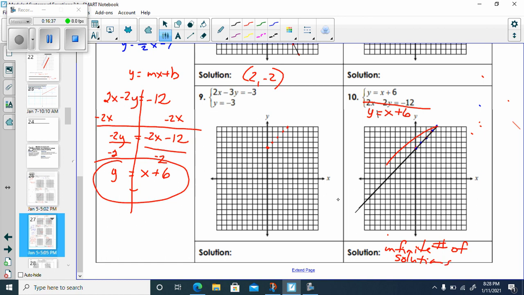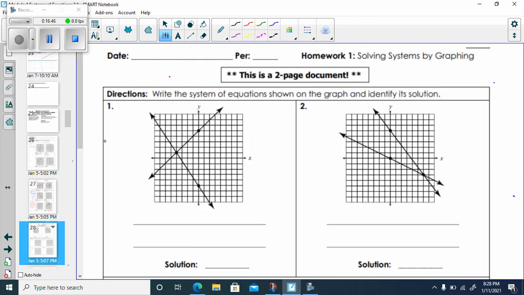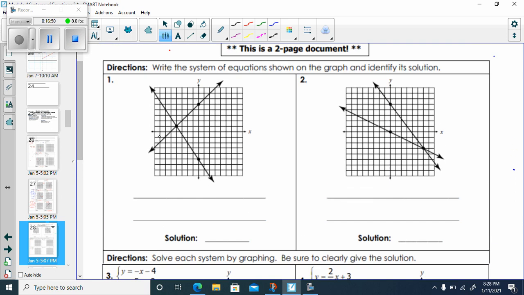Every point on this line is going to be on both lines. Okay? Now, these two ask us to find the solution and write the system of equations. So first off, we know the solution is where the two lines intersect. That's pretty simple. This is at -4, 1.